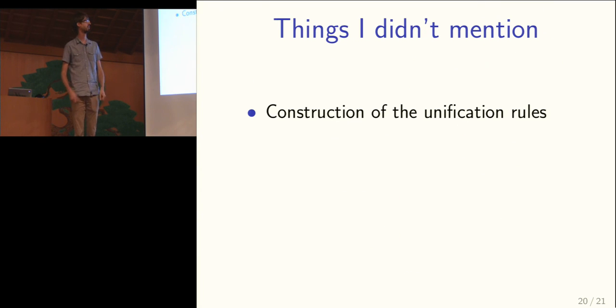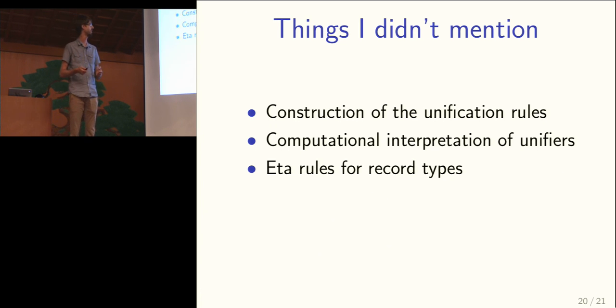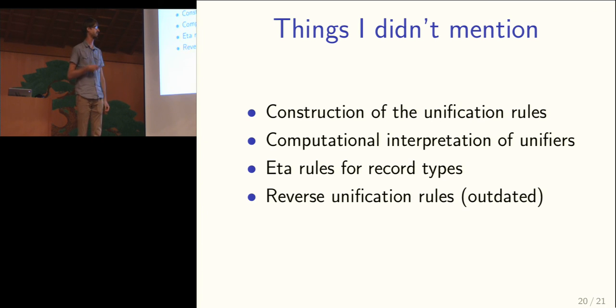There's a few things in the paper that I didn't mention. So the actual construction of these unification rules as terms. Of course, these terms as terms of type theory, they also have a computational interpretation, but I didn't talk about them. There's additional unification rules for record types, and also a number of reverse unification rules, which are used to apply this injectivity rule in more general situations. But it's actually outdated. I have a new version of it which I will talk about soon, maybe at a different place.